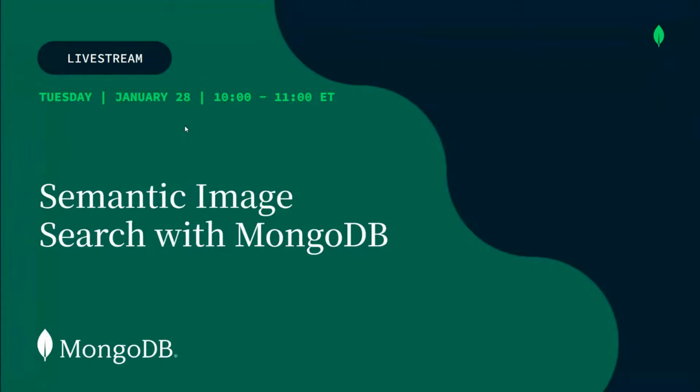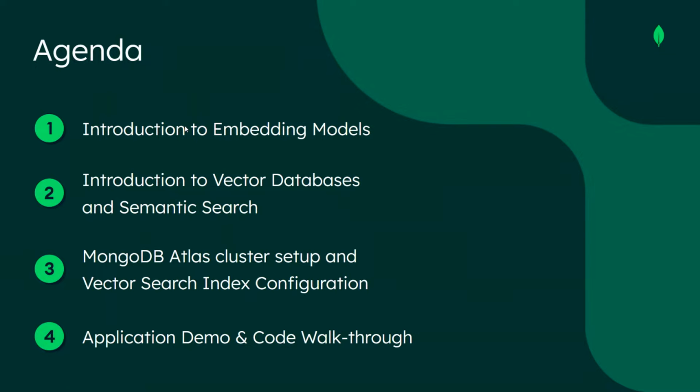Sounds good. So guys, we are about to cover semantic search in general, especially with MongoDB, but also in a general way. As a high-level agenda, we are going to introduce the embedding model and what vector embeddings are, and how we can do vector search in MongoDB Atlas. And in the end, we will go through the code walkthrough and showcase the application demo.